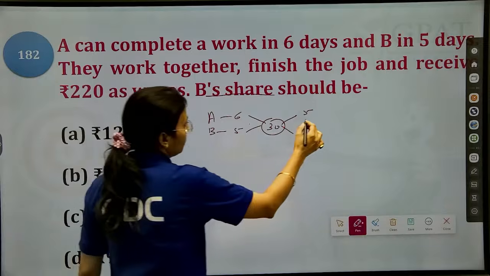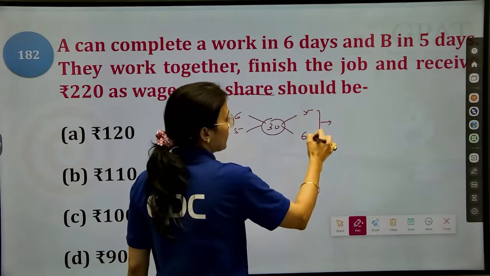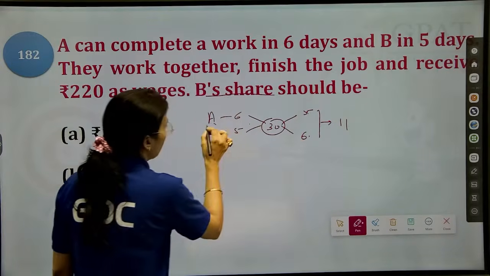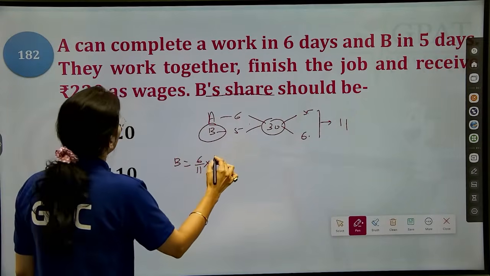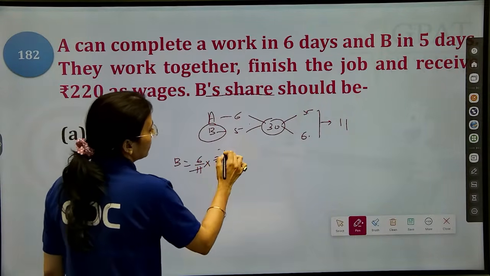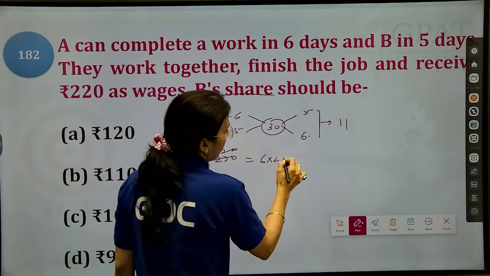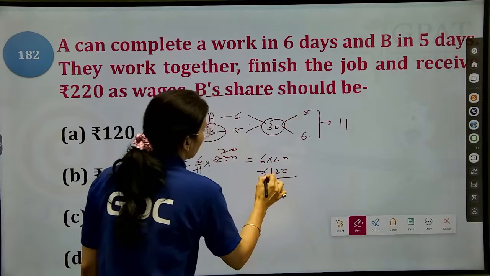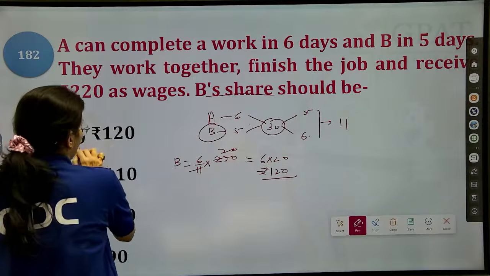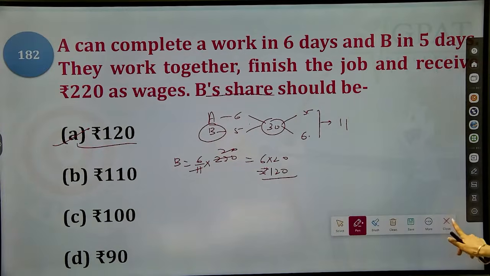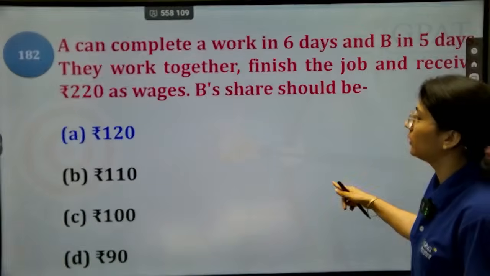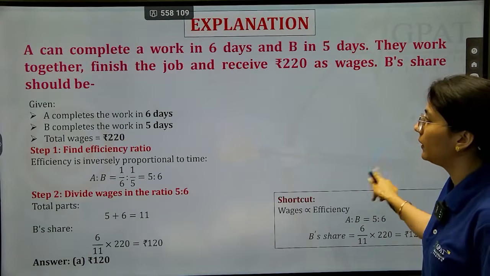The total efficiency is 11, so B's share is 6 upon 11 multiplied by 220. That is 6 multiplied by 20, which is 120 rupees for B. So option A is correct. Now move to the next question, question number 183.